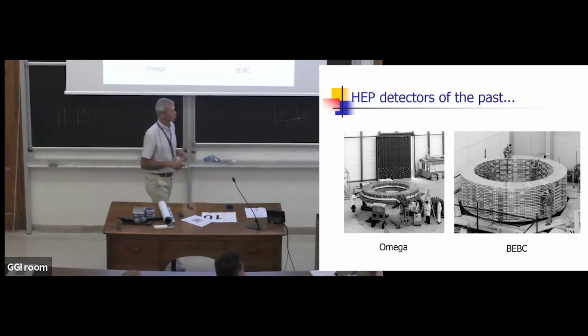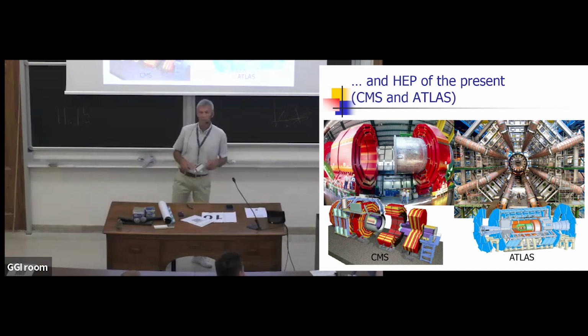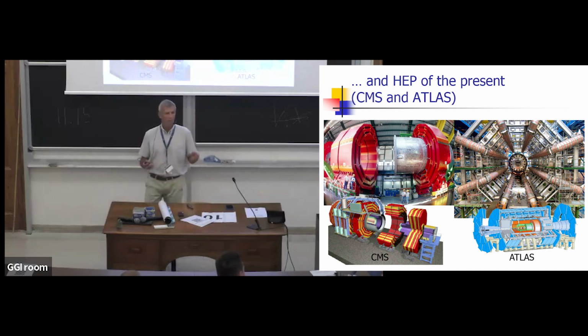Omega is another detector that was built at CERN, and that's what we have today, right? CMS and Atlas, you've seen these pictures. They're based on superconducting solenoids, this thing here, or a superconducting toroid, as you see in Atlas.